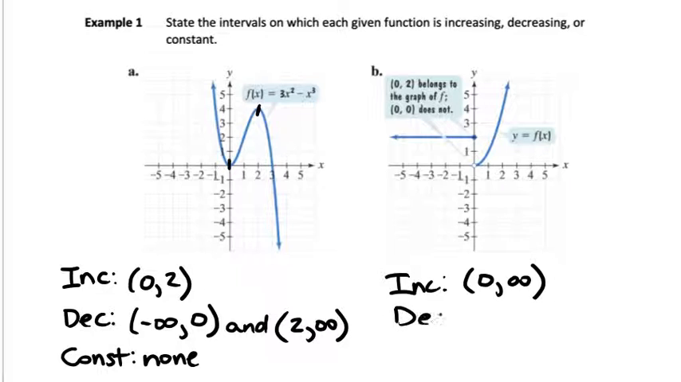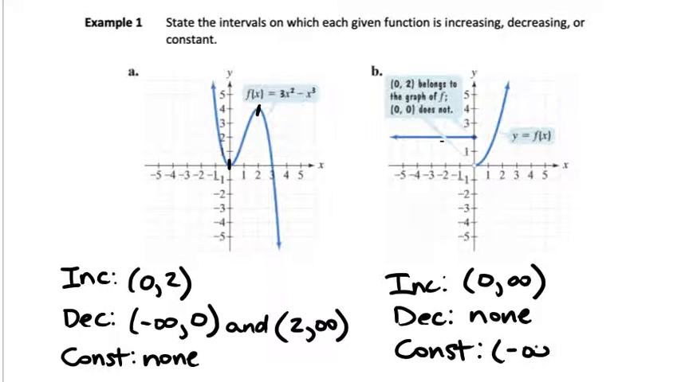There's no part of the graph that is decreasing, and it's constant on this part of the graph. And this part of the graph goes from negative infinity up to 0. Again, use parentheses always when talking about increasing, decreasing, and constant. So even though this point here is included in the graph, I would still use a parenthesis around that end.